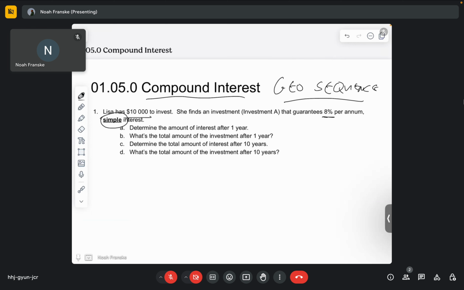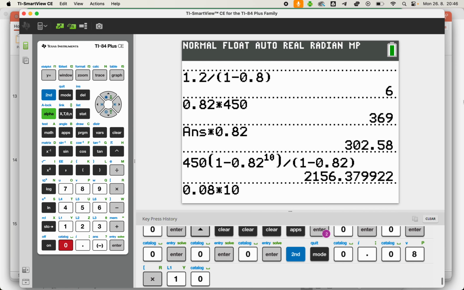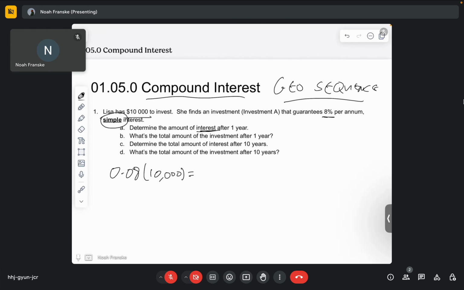Let's see what goes on here. So first, they want us to know the amount of interest after 1 year. Well, the actual amount of interest, not the total investment, is just going to be 8% of 10,000. Which is, if we go to our calculator, 0.08 times 10,000 gives us $800. Probably could have done that in our heads, but here we are, right? So $800. So that means the total amount of the investment after 1 year is 10,000 plus 800, which is $10,800.